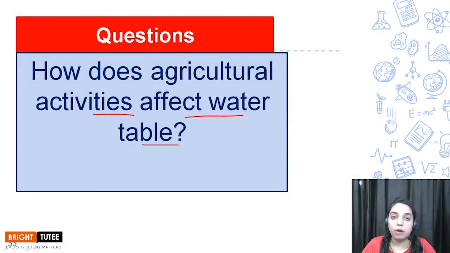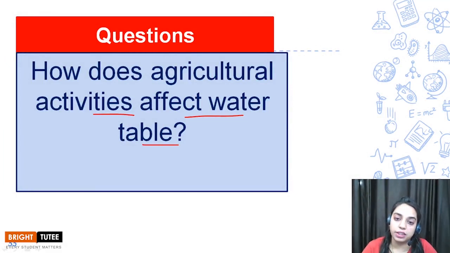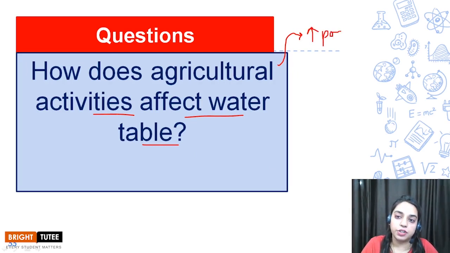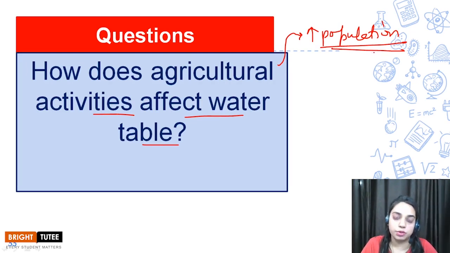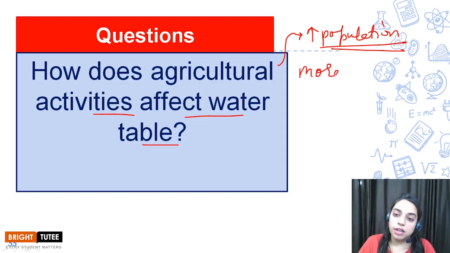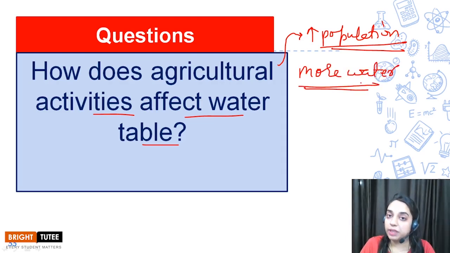Okay children, so let's move to the next question, which is, how do agricultural activities affect the water table? Agricultural activities affect the water table because, children, this is also related to the increase in population. With a large population, there is pressure on the agricultural sector to produce more and more crops, more yield, right? And for more production, we will require more water, and all of these water needs cannot be fulfilled by simple rainwater.